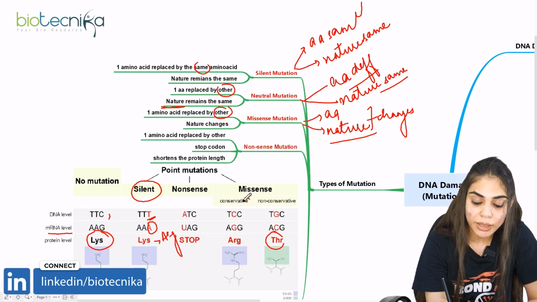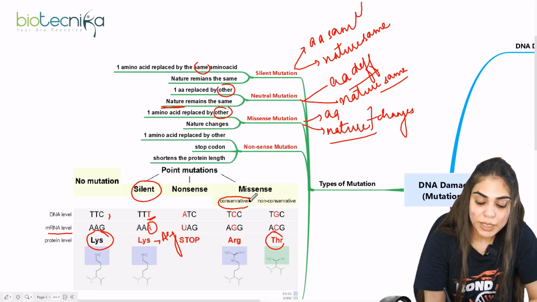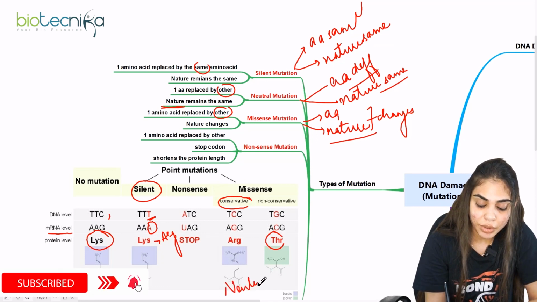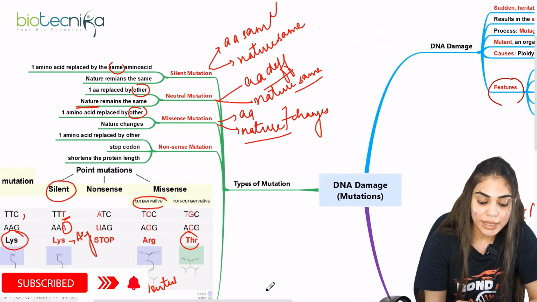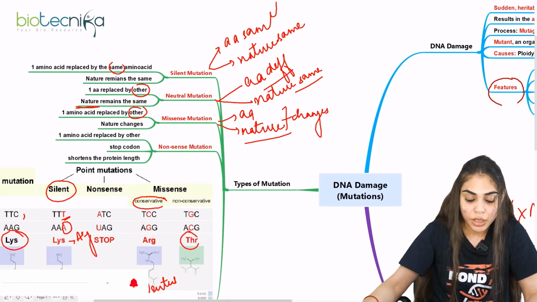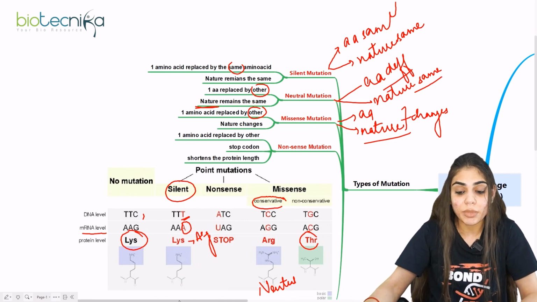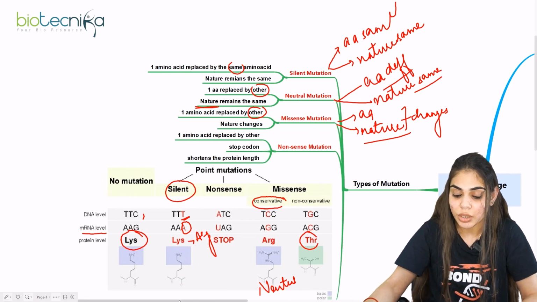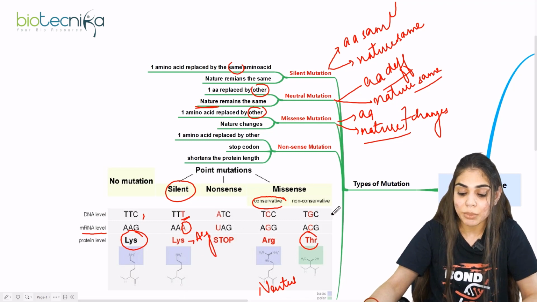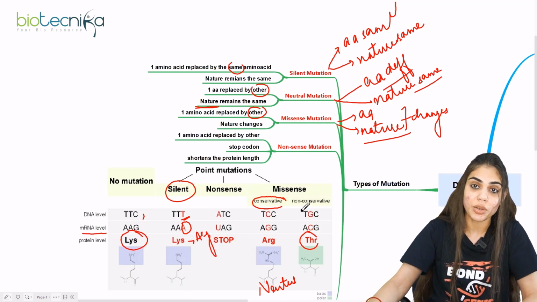What do you understand by conservative missense mechanism? It is talking about neutral mutation, as I have mentioned with the examples for arginine, so it is talking about the same nature. So if it is happening by a conservative mechanism, it is a neutral mutation, or a non-conservative mechanism means it is talking about missense mutation only.